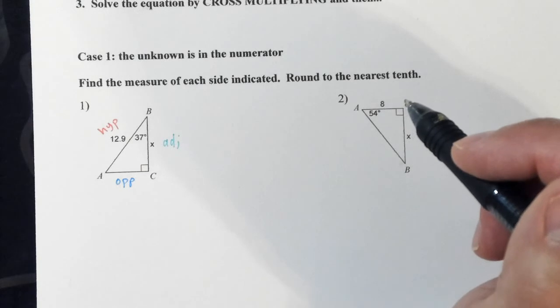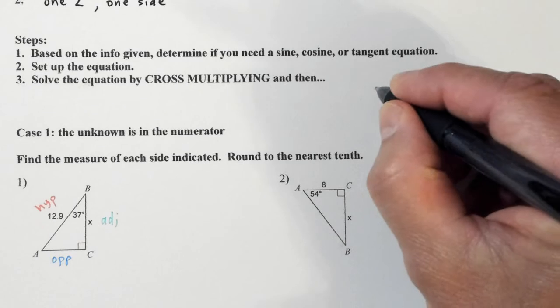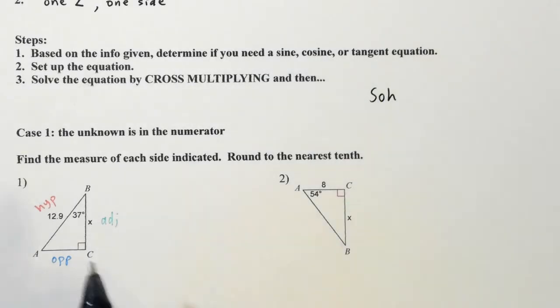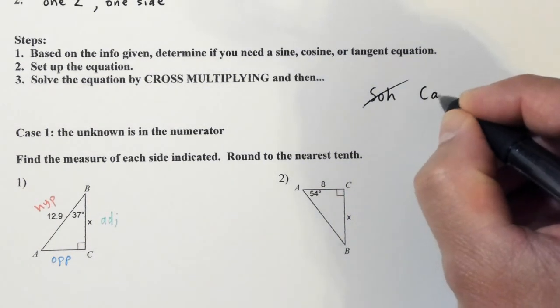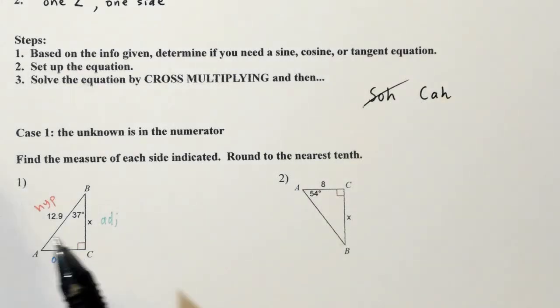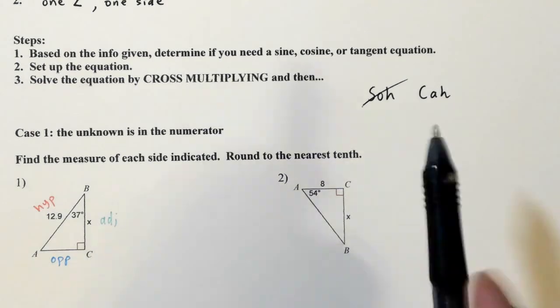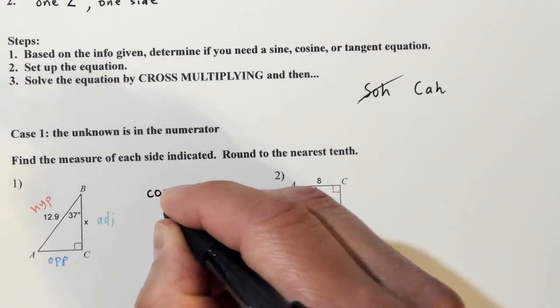And is it sine, cosine, or tangent? Sine requires opposite and hypotenuse. We know the hypotenuse and are trying to find the adjacent, so sine is out. Cosine is adjacent over hypotenuse. We want to find the adjacent, and we are given the hypotenuse, so it's a cosine problem. Step 1 done. We know it's cosine.